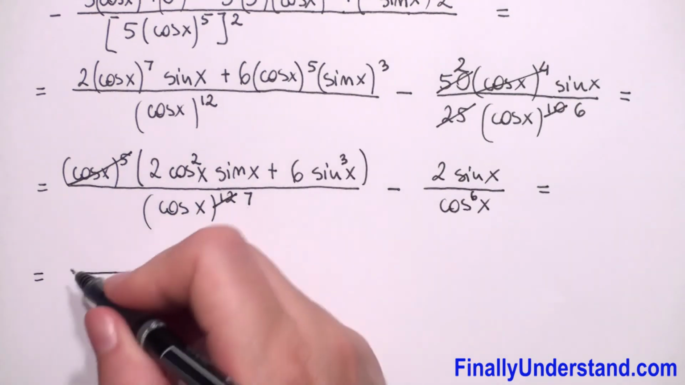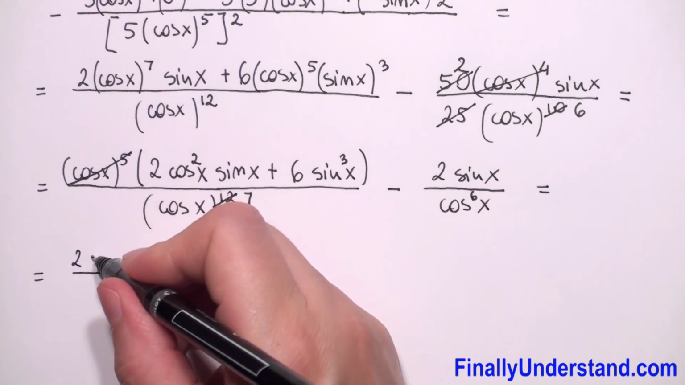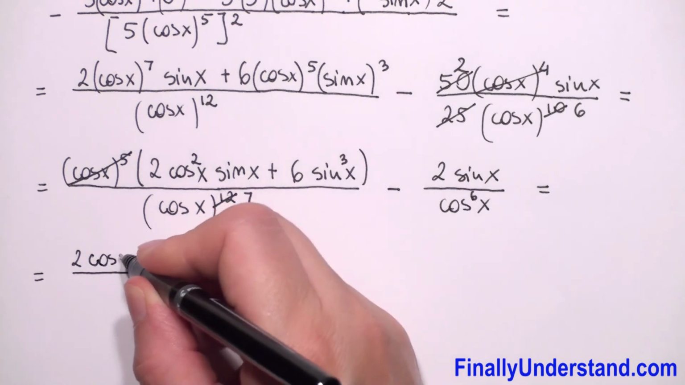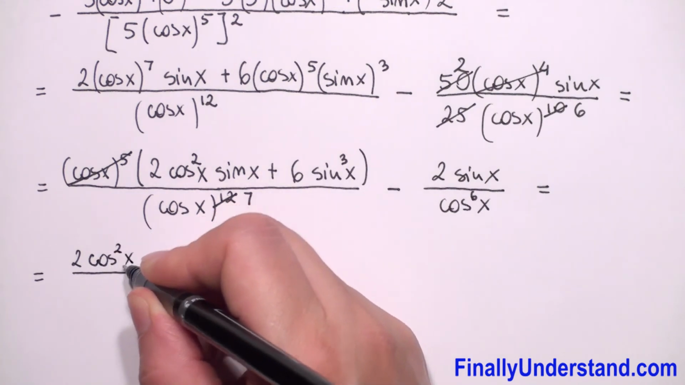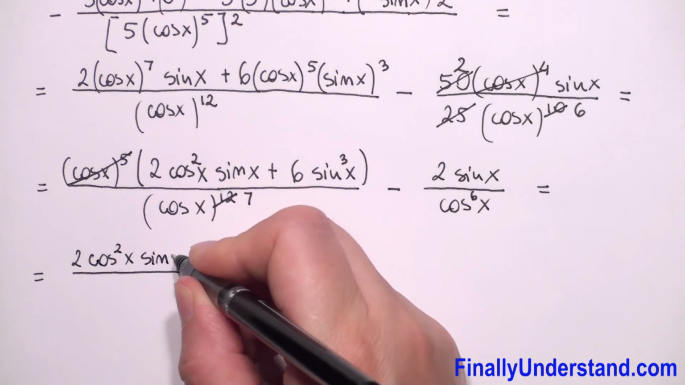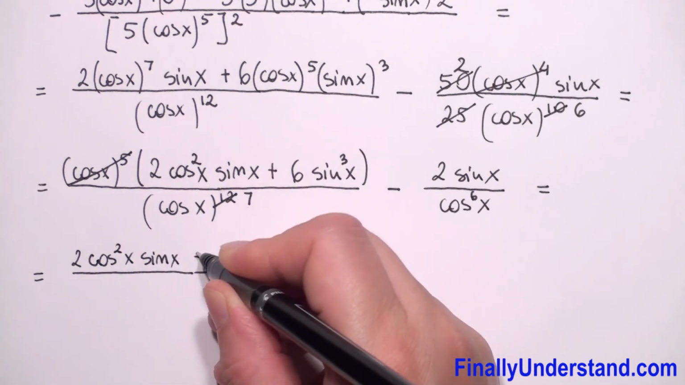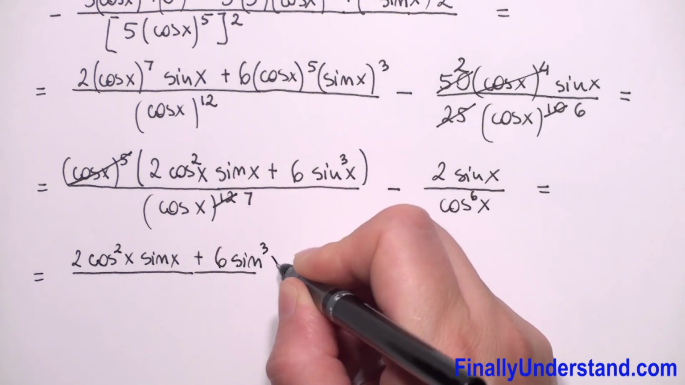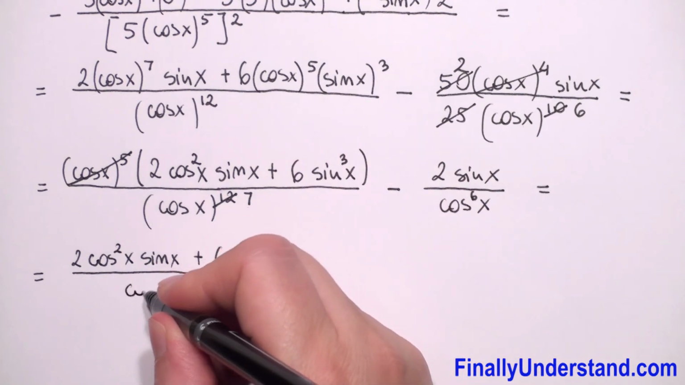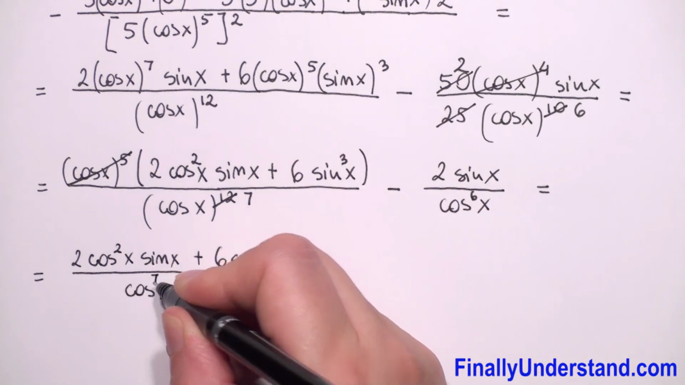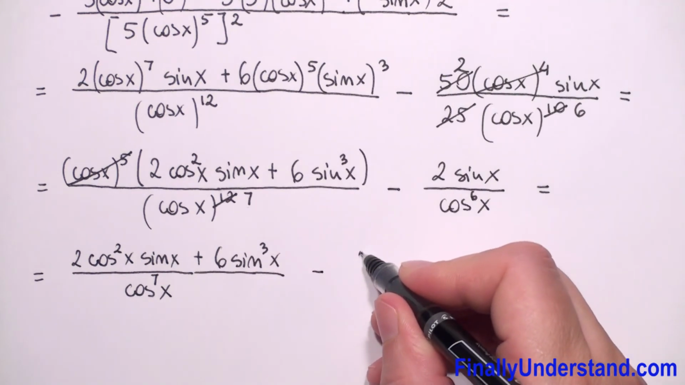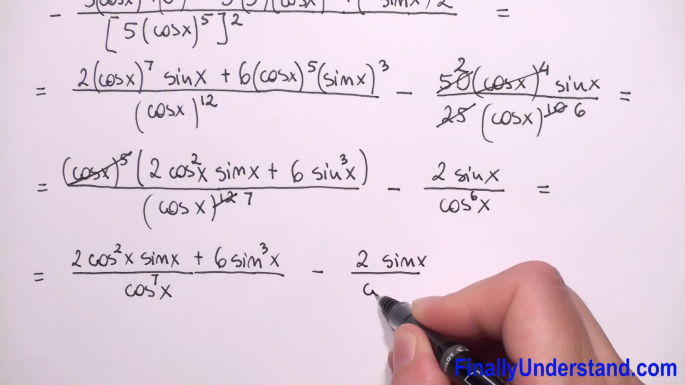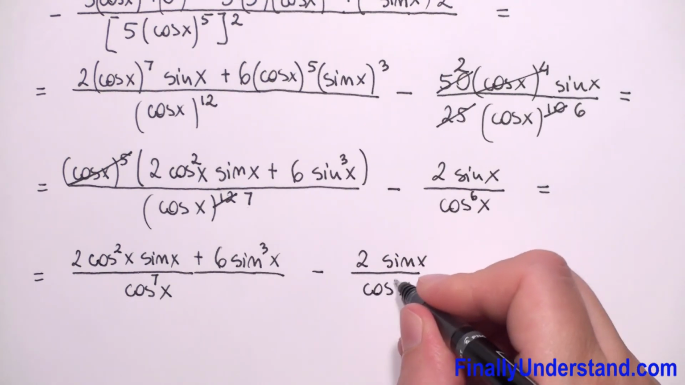We have 2 times, we just copy this expression in parentheses, cosine to the 2nd power of x times sine of x plus 6 times sine to 3rd power over cosine of x to 7th power minus 2 times sine of x over cosine of x to 6th power.